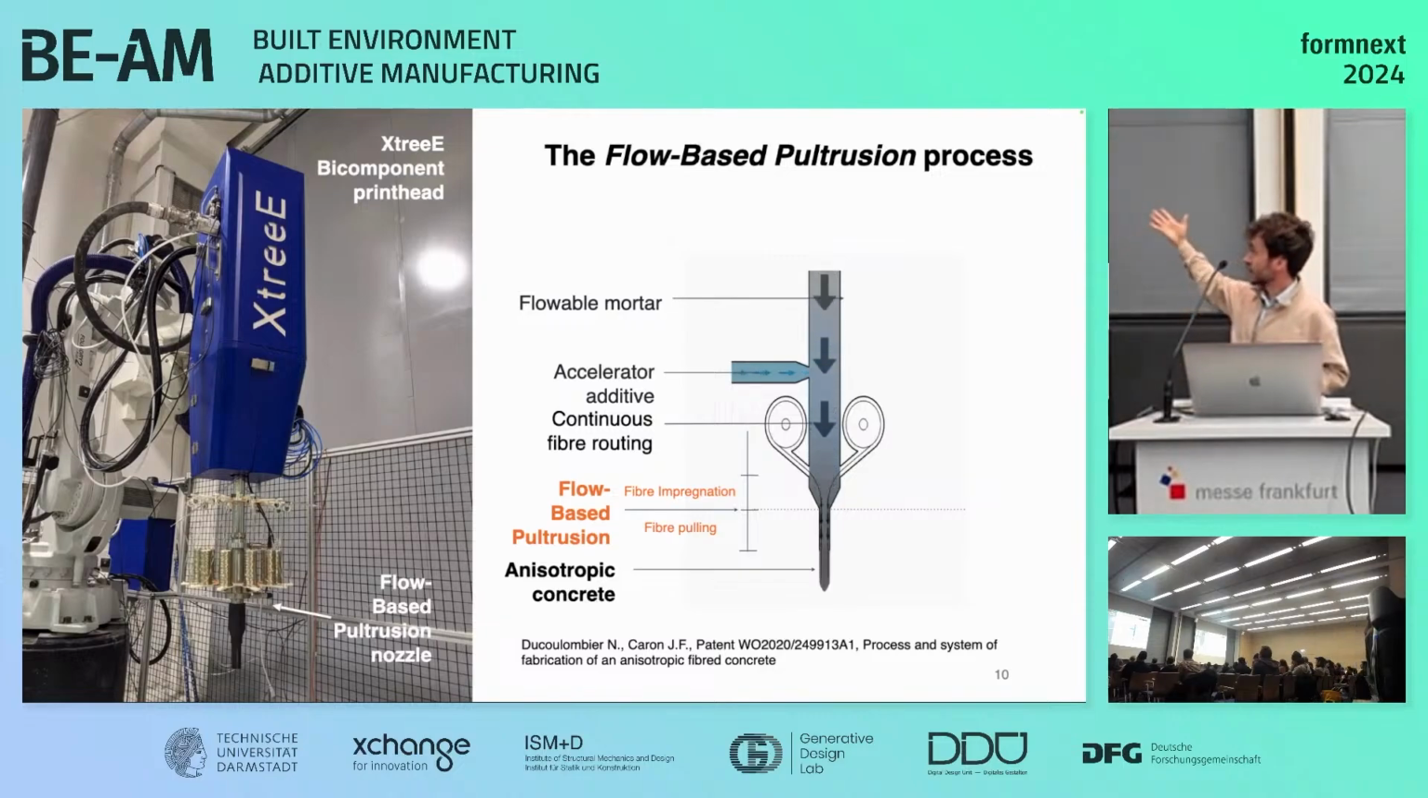You have here an illustration. You have the same system, but with the flow-based pultrusion nozzle added that allows putting the fibers inside. And since the mortar stays relatively flowable, at some point it impregnates and then it thickens, so it can pull the fiber thanks to the flow.